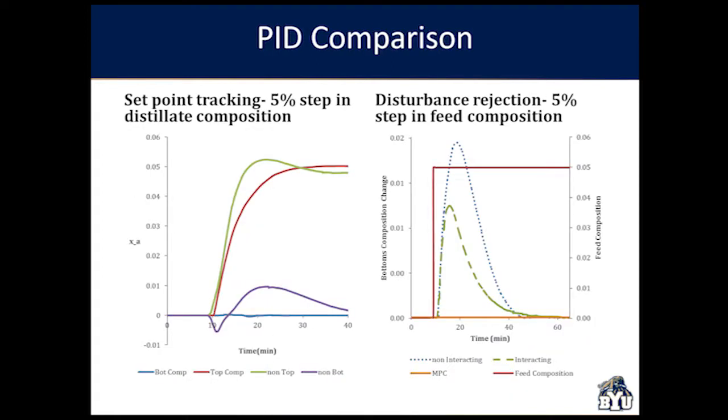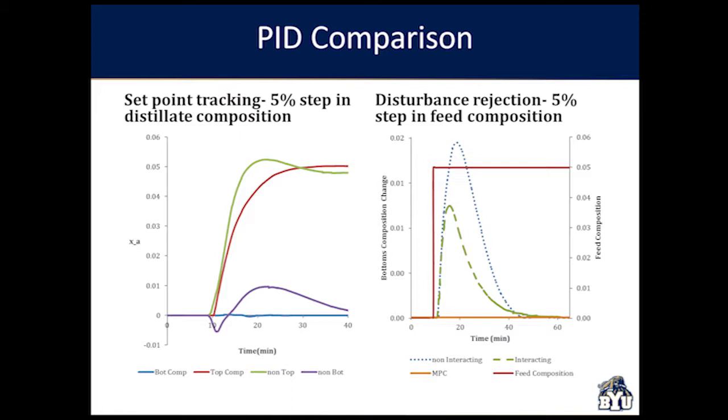We did a set point tracking test with a 5% step in our distillate composition. As you can see on the diagram on the left-hand side, in our interacting process, for the bottoms composition, there wasn't much deviation. Awesome, thanks, John.